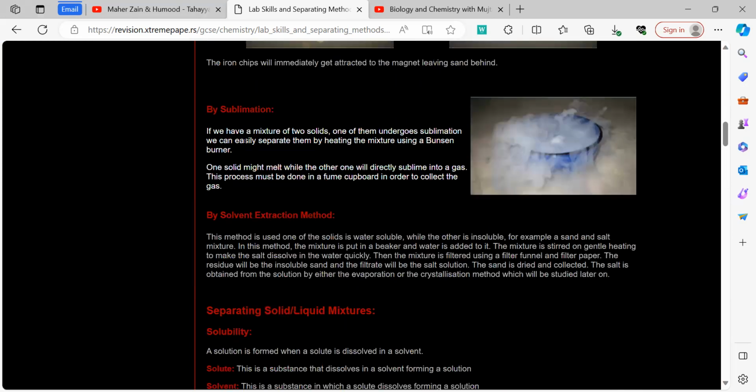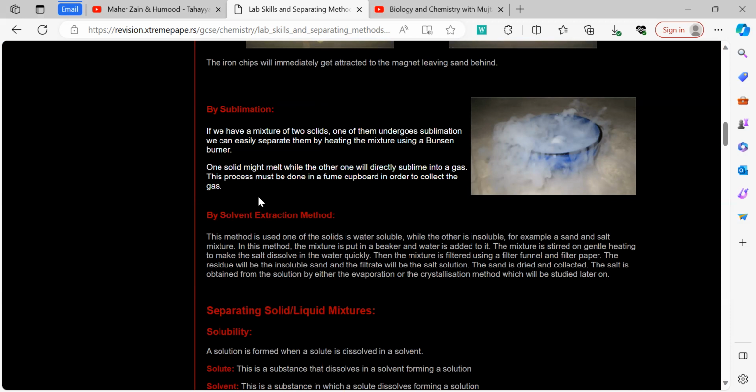The second most employed method is sublimation. What happens in sublimation is that when we heat a mixture of solids, one of them undergoes melting, whereas the other one is converted into a gas.